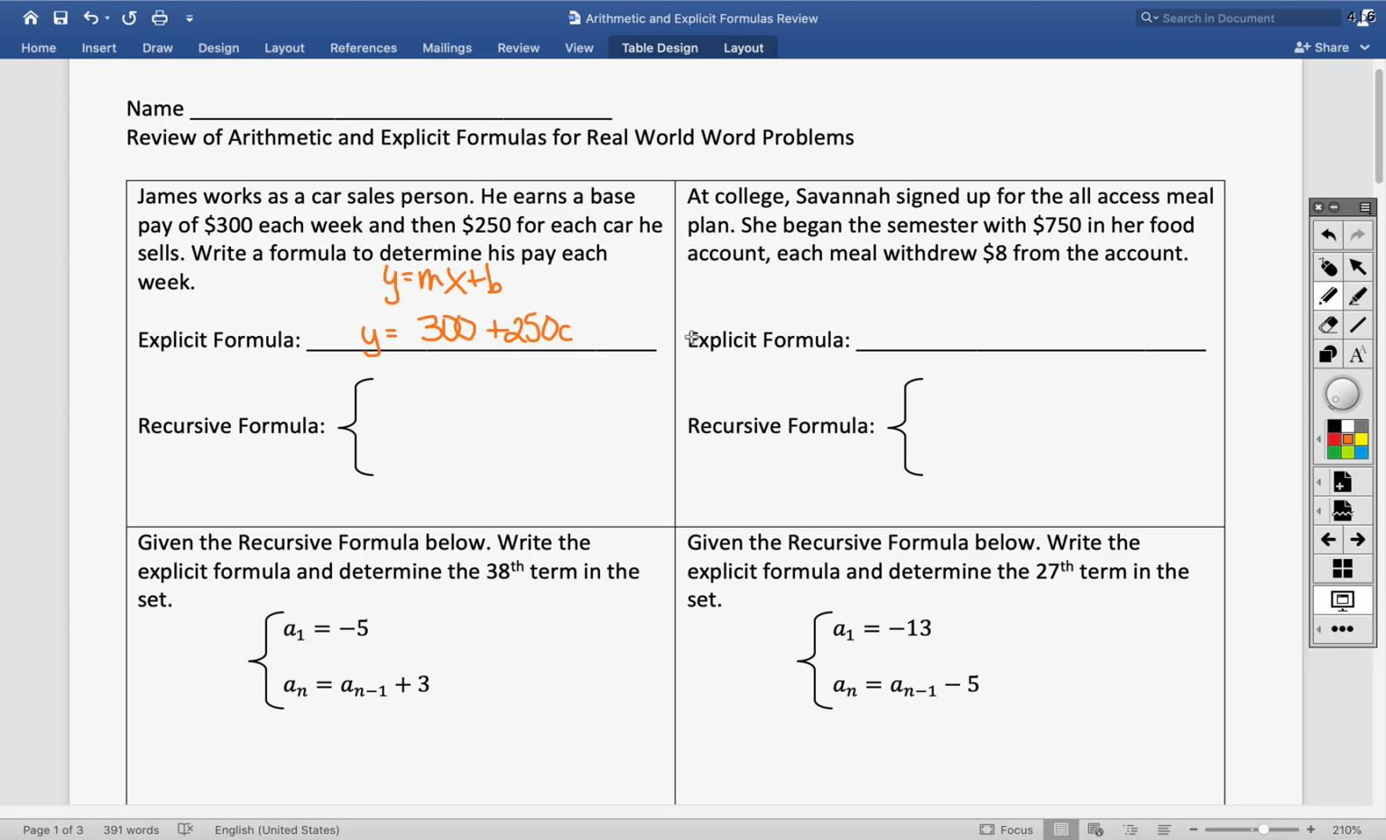Okay. So at college, Savannah signed up for the all-access meal plan. She began the semester with $7.50 in her food account. So $7.50. Each meal withdrew $8 from the account. So withdrew tells us to subtract. And which one of these numbers gets the variable? Well, the meals, because that is the one that's happening each time. And remember, we just plug a y equals in front of it.